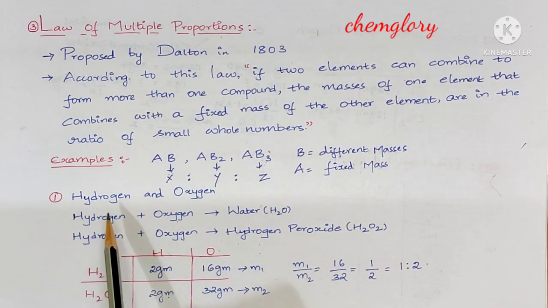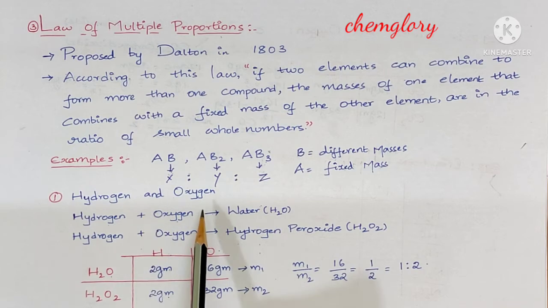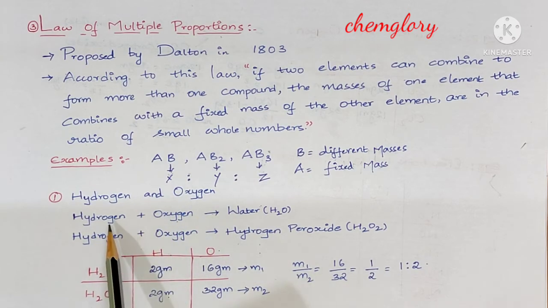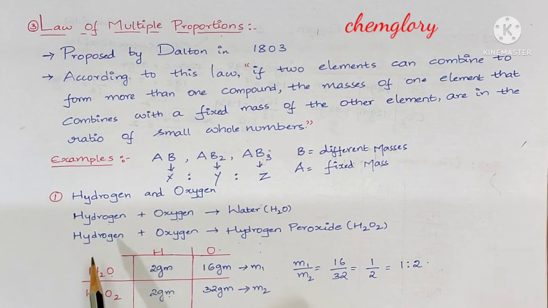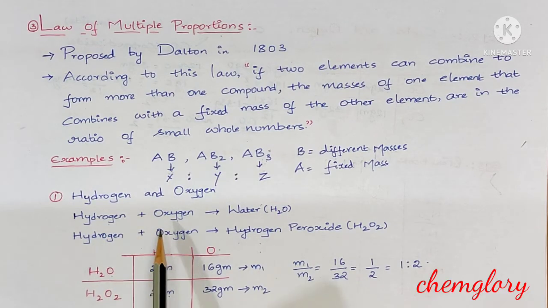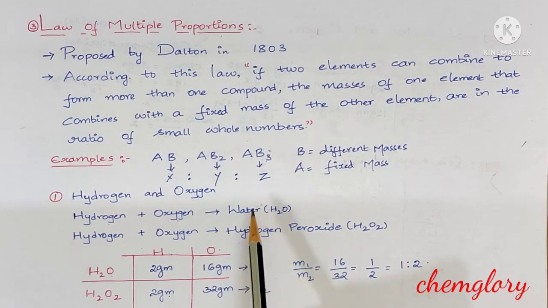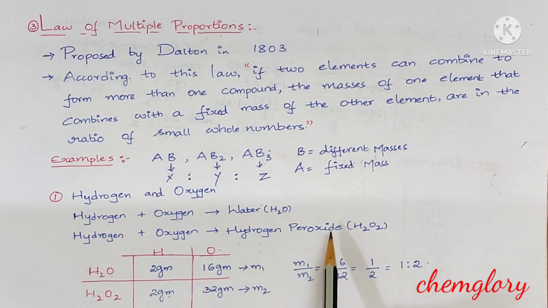I have taken the first example as hydrogen and oxygen. Here, hydrogen combines with oxygen to form water. In the second case, again hydrogen combines with oxygen to form hydrogen peroxide. Students, here what happened? Two elements combine to form more than one compound, right? They formed water as well as hydrogen peroxide.